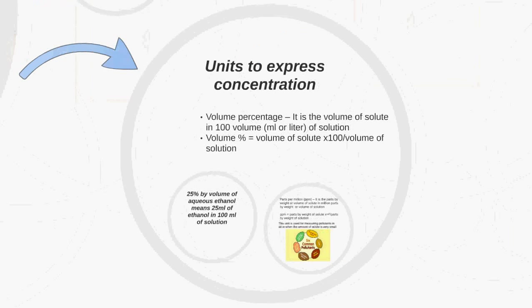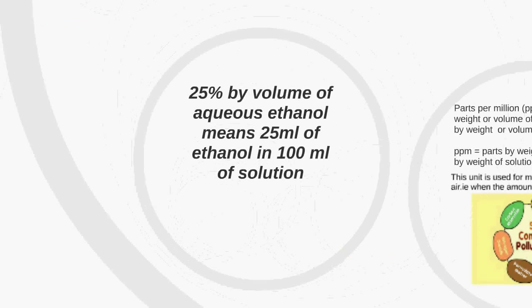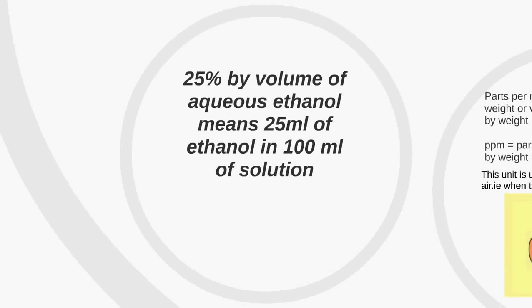The next unit is volume percentage. It is the volume of solute in 100 volumes of solution. Now the volume can be measured in milliliter or liter. Its representation is volume percentage. Example, 25% by volume of aqueous ethanol means that's 25 ml of ethanol in 100 ml of solution. That is, there will be 75 ml of water.